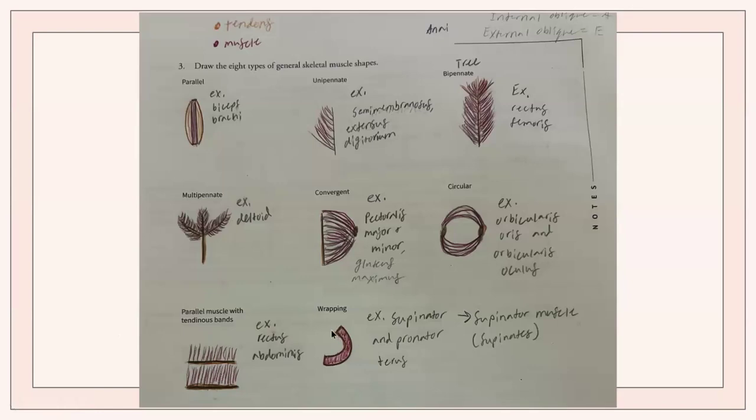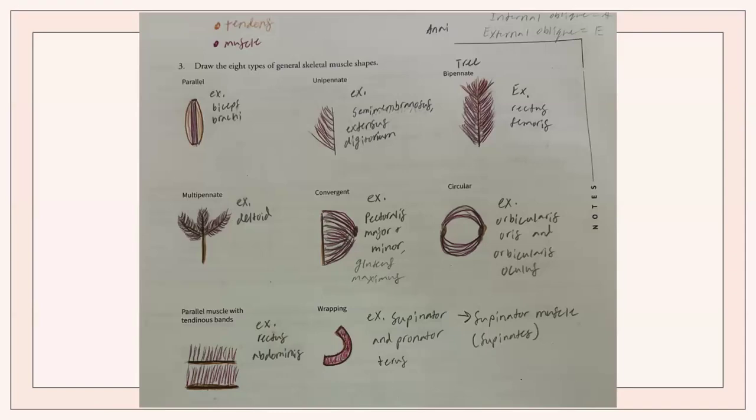And finally, you have your wrapping muscles. These are kind of the ones that make that C-shaped curve. An example is your supinator and pronator teres. These are the muscles that are in your forearm, which help you to supinate and pronate your hand, meaning that turning your palm upwards is supination and turning your palm downwards towards the ground is pronation.